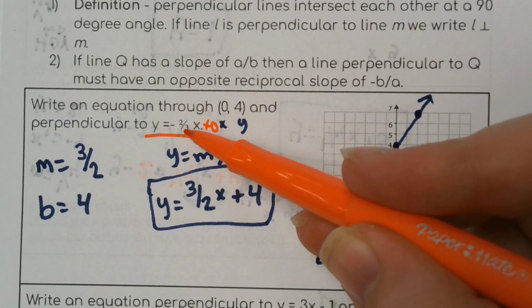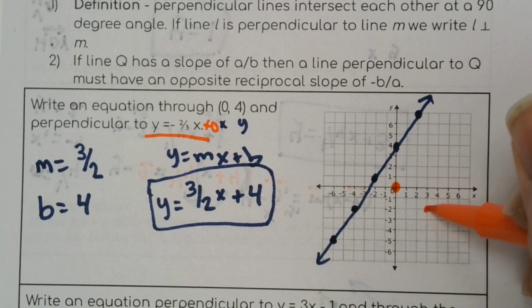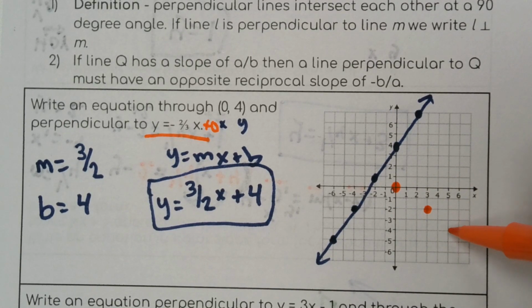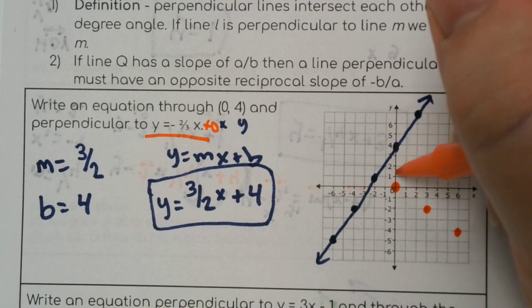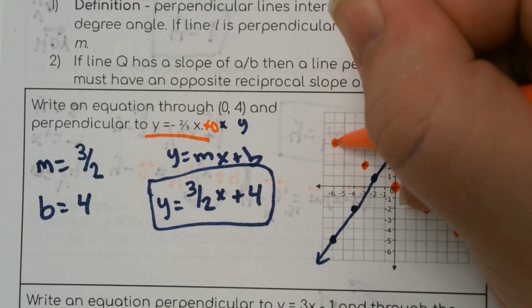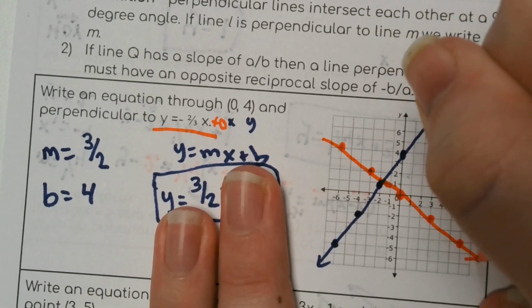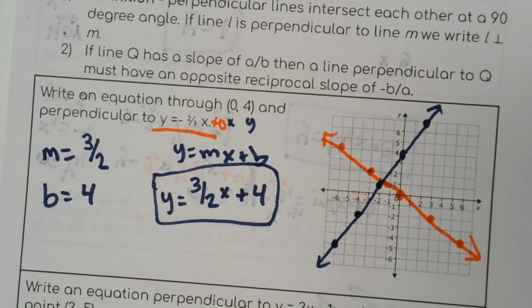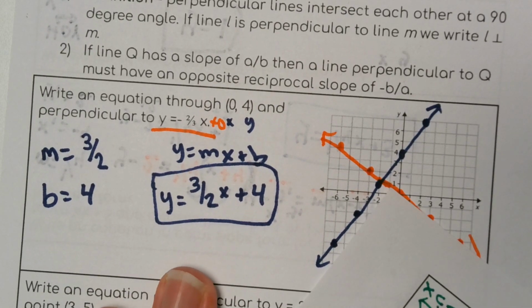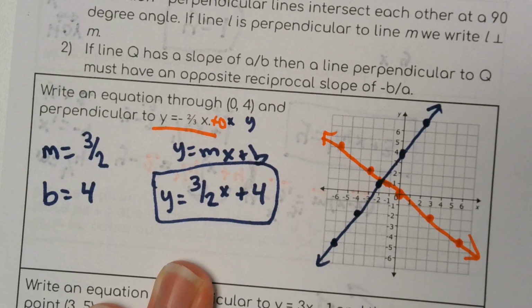Okay. Then negative 2/3 tells me to go down and to the right. So down 1, 2, right 1, 2, 3, down 2, right 3. And then go ahead and do the opposite up here. So up 2, left 3. And if you were to hold a piece of paper right at that corner, it should make a perfect 90-degree angle.